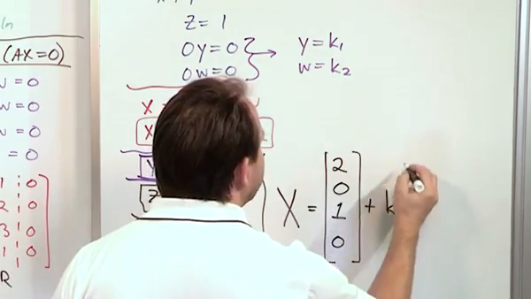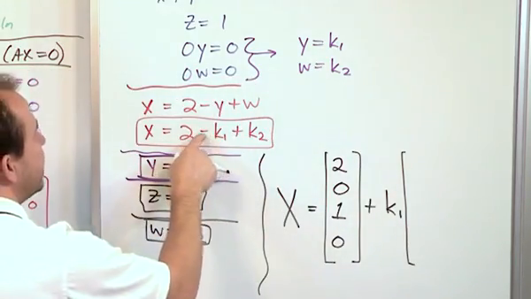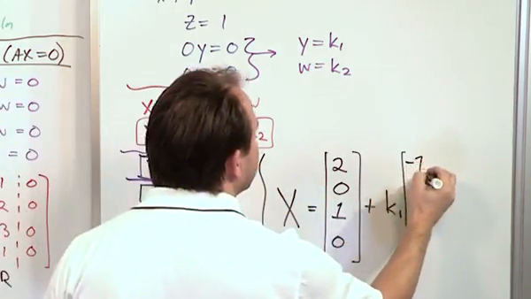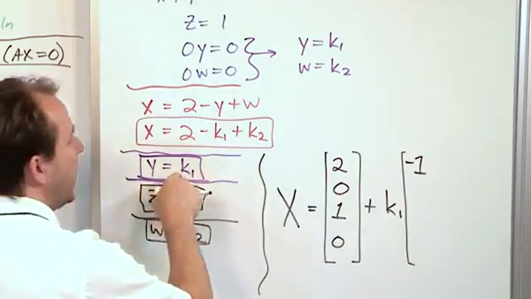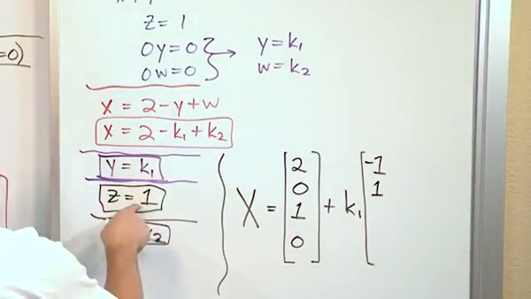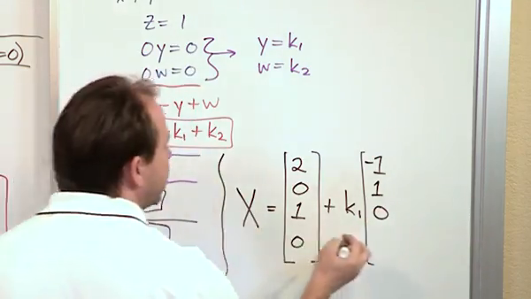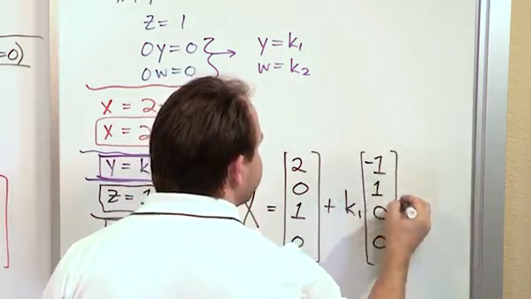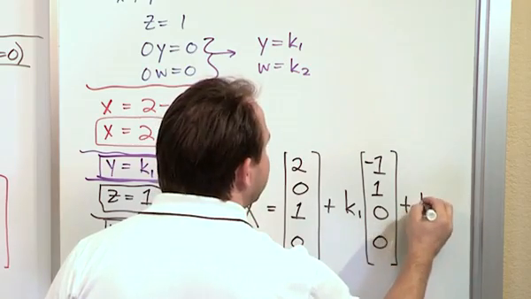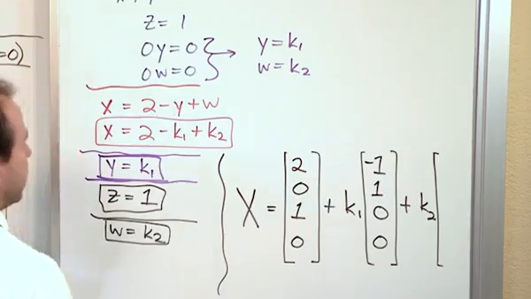Plus k1. Are there any k1s in the x? There is, -1 times k1, so we put -1. Are there any k1s for y? Yes, there is. We put +1 there. Are there any k1s for z? No, there are not, so we put a 0. Are there any k1s for w? No, there are not, so we put a 0 here. And then we add to it k2 and open up another column vector.